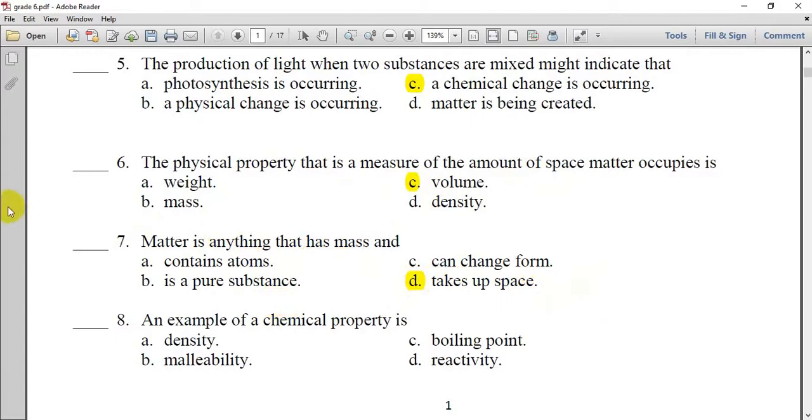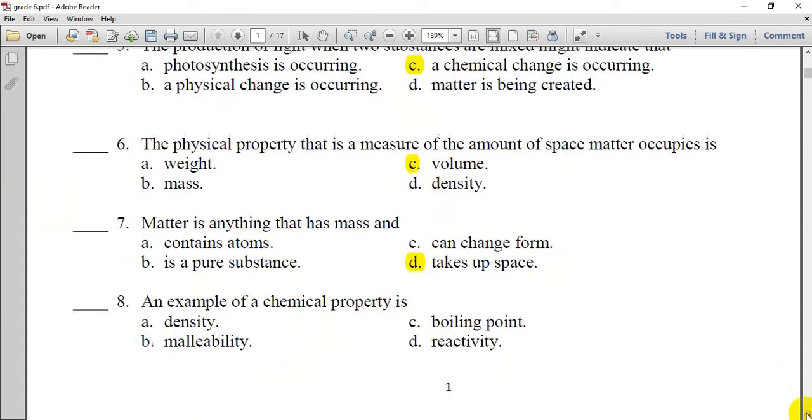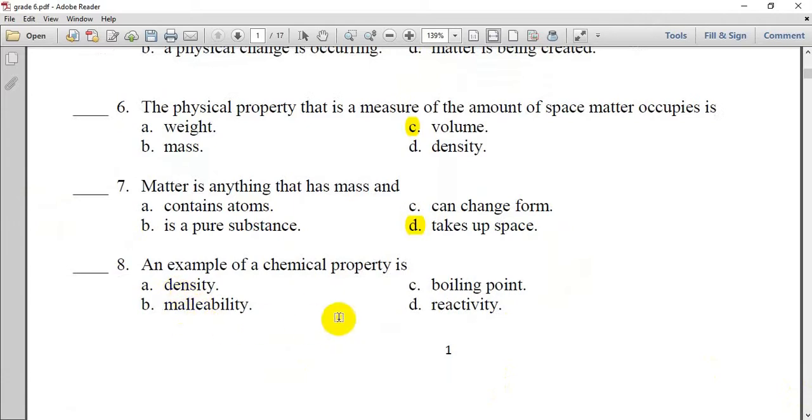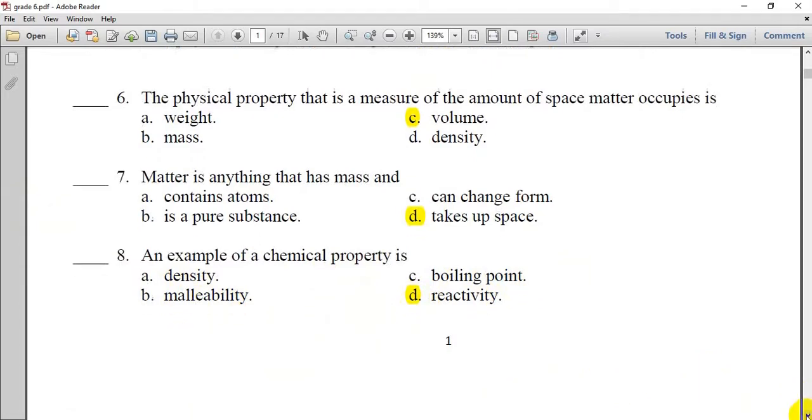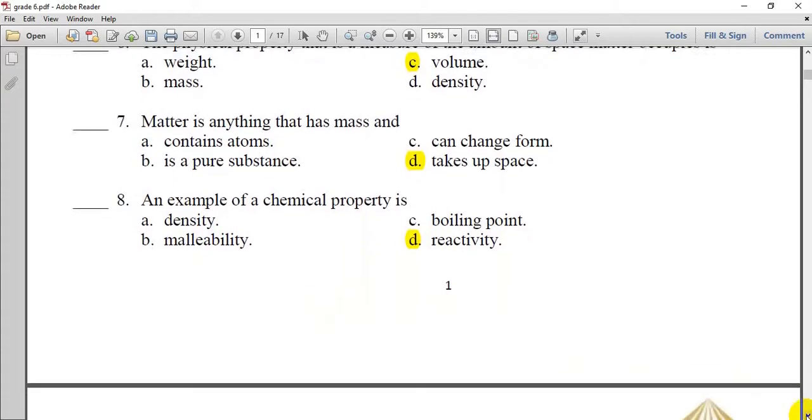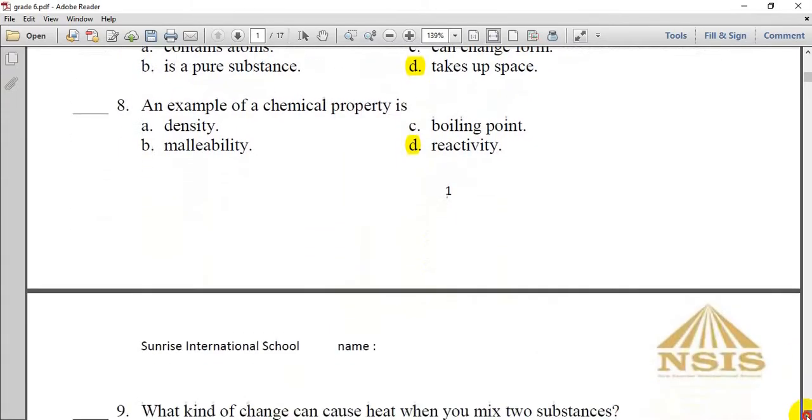Question 8. An example of a chemical property. As we said, we have two chemical properties. Flammability, the one that we chose before. Here we have density, malleability, easily bending or not, boiling point, or reactivity. The second chemical property is reactivity. It means whether this substance reacts easily with other substances or not. Some are very reactive, like sodium, and some are not reactive, like gold and helium. They don't react easily with other substances.